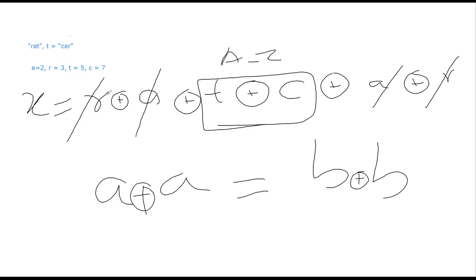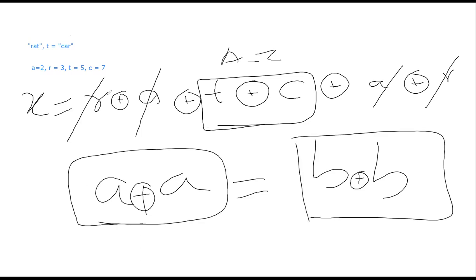Then we need some way to differentiate between what's in the left side and what's in the right side. Can we do somehow XOR of everything on the left-hand side and XOR of everything on the right-hand side and see if they are equal? Yes, if you try to do that on the left, it will come zero. On the right, it will come zero. I don't think this approach will work. Yeah, correct.